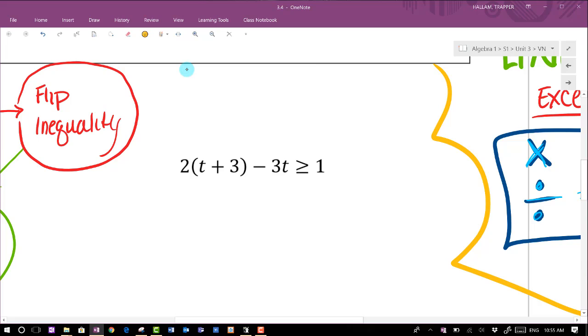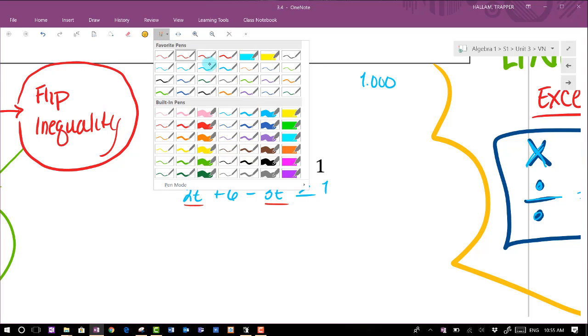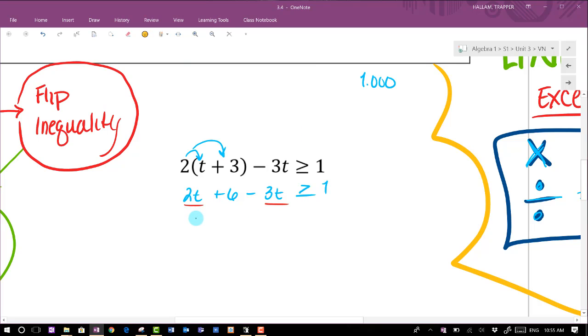I'm going to grab my pen. Treat it just like normal. Our first cleanup step deals with order of operations, meaning we have to get this distributive property cleaned up and then our like terms combined as well. So I'm going to distribute. I'm going to get 2t plus 6 minus 3t is greater than or equal to 1. I'm going to combine my like terms. My t's are like terms, so let's start with those. I'm going to combine those to a negative t plus 6 is greater than or equal to 1.